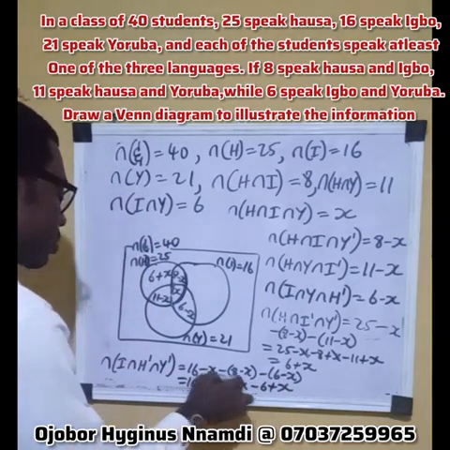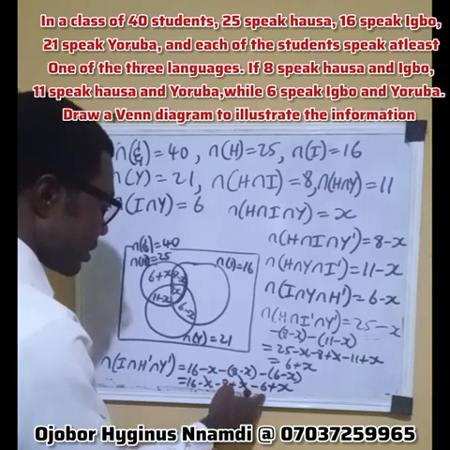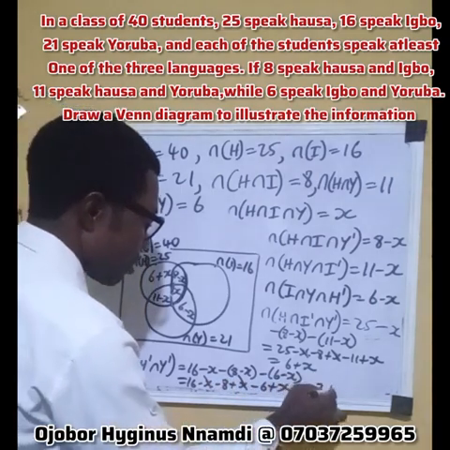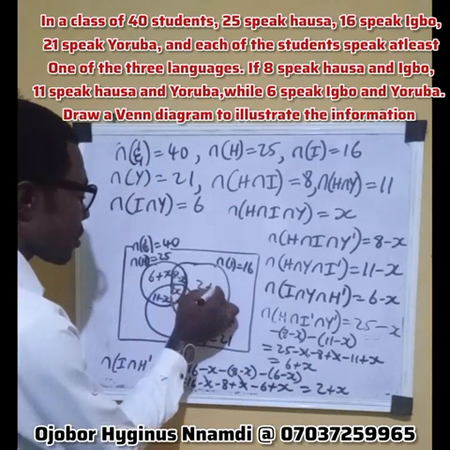Minus x and plus x will go. 16 minus 8 is 8, minus 6 is 2, so that is 2 plus x. So the number of those that speak Igbo only will be 2 plus x.